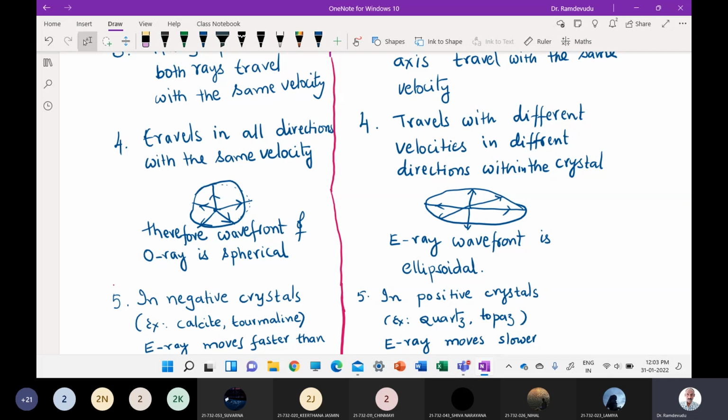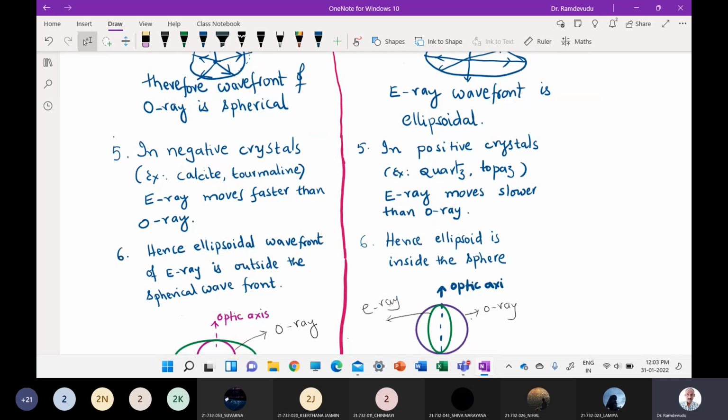But I have added a few more points also. There are some crystals called negative crystals, for example calcite and tourmaline. In negative crystals, it was observed that the extraordinary ray moves faster than the ordinary ray. But in some crystals called positive crystals, like quartz, topaz, etc., the E ray moves slower than the O ray.